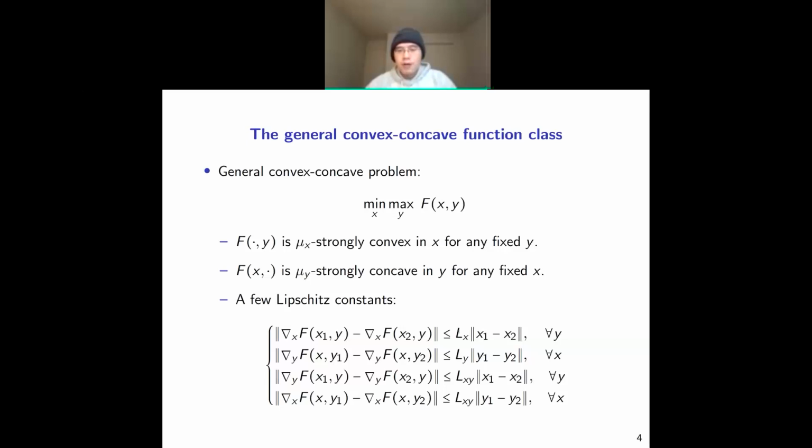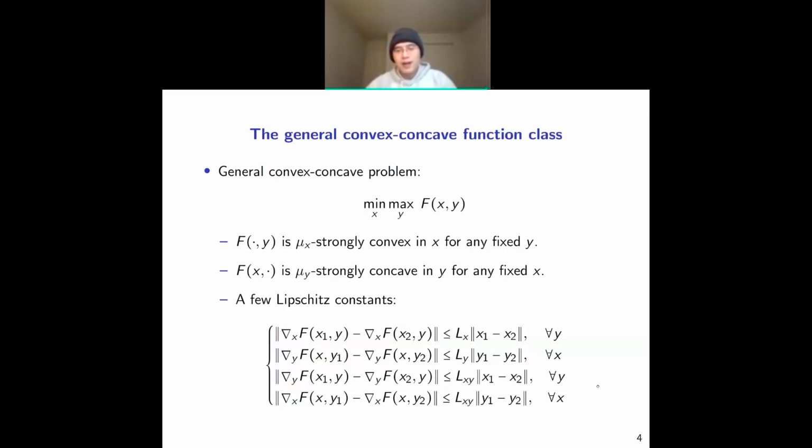The first one, Lx, is for the partial gradient with regard to x, and for fixed y, it's Lx Lipschitz in x. Similarly we have this Ly for the partial gradient in y for fixed x. And Lxy is for the cross, coupling effect. For the partial gradient in y, if we fix y, then it's Lxy Lipschitz in x, and similarly for the partial gradient in x, we have the same Lxy.